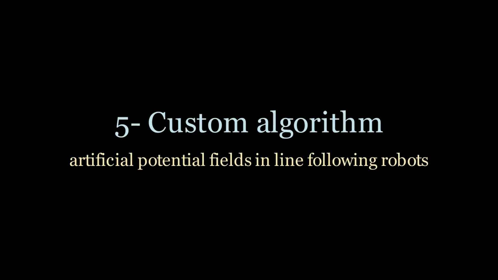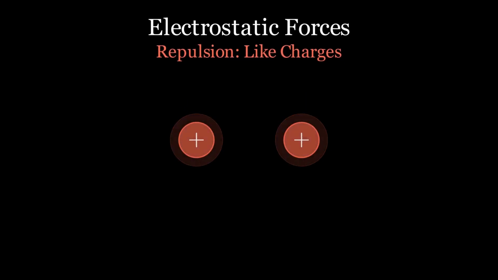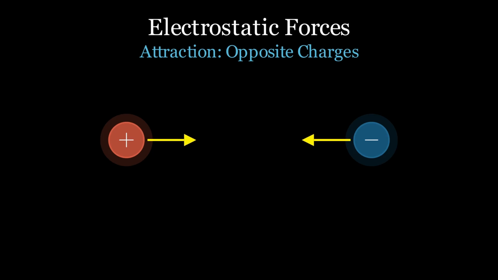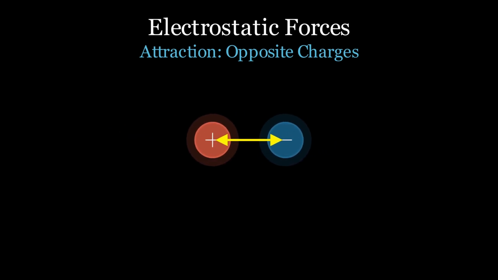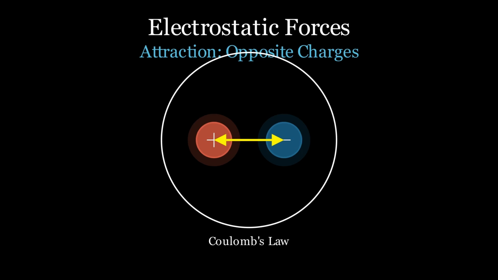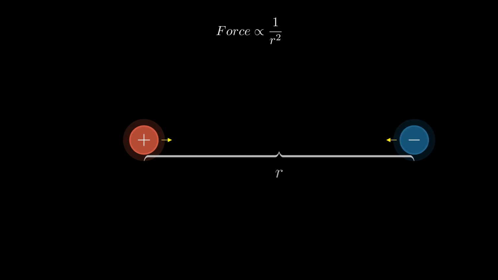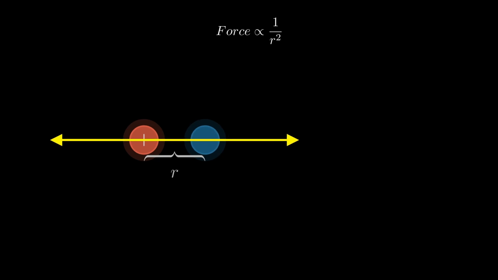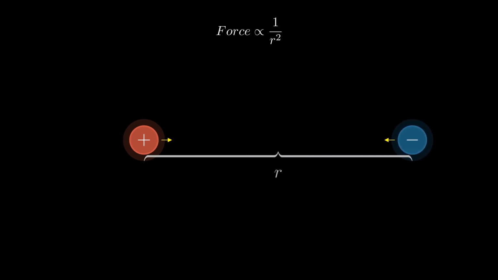And now to something much more advanced, artificial potential fields. For us to understand this, we need to understand some basic concepts like electrostatic forces. Like charges will always repel, while unlike charges will always attract. This is Coulomb's law. And this law also states that the force exerted during this repulsion or attraction is inversely proportional to how far apart they are. So the higher the distance, the lower the force.